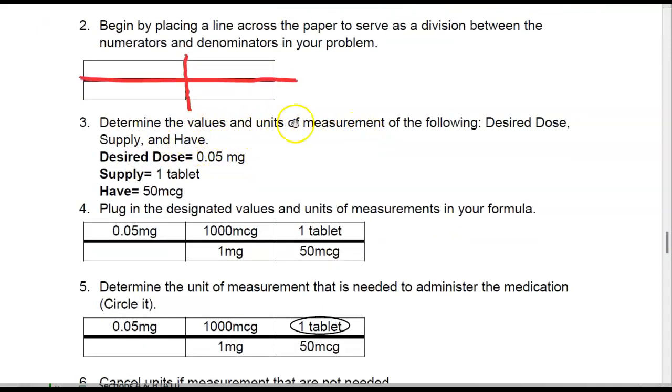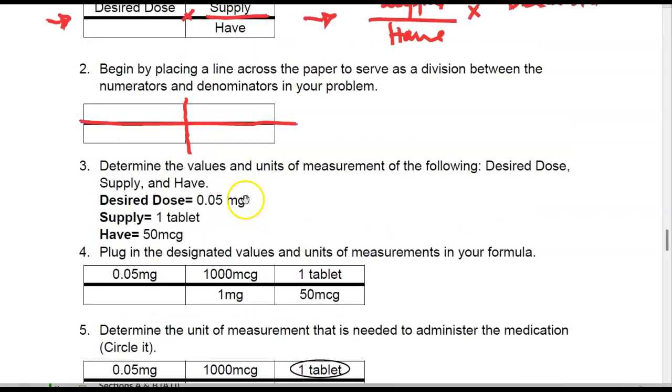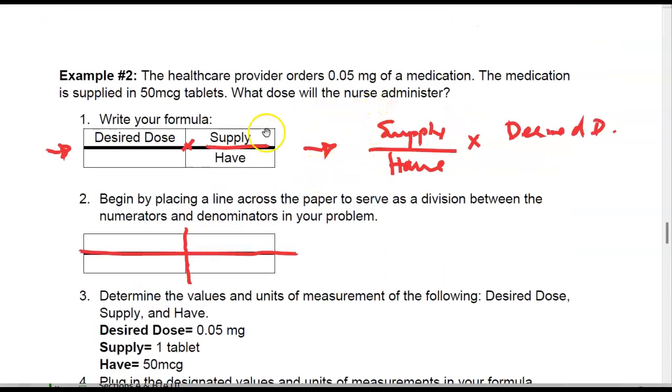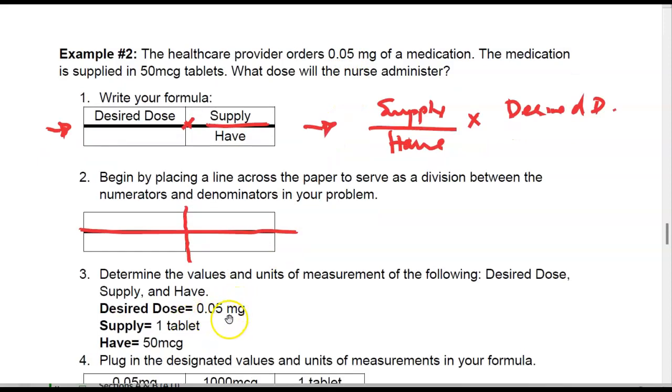Now, step number 3, according to our steps, right? Determine the values and units of measurement of the following. So what's our desired dose? What's our supply and have? So based on what we were given here, what is the desired dose? What did the doctor order? So it says here 0.05. So that's what we write here, 0.05, the desired dose. So that's the order, the doctor's order, or the NP, or the PA.